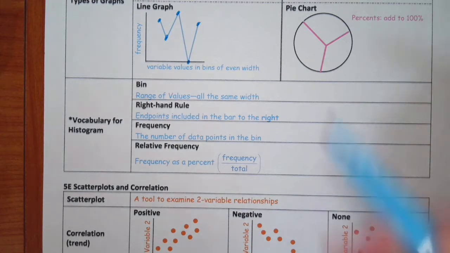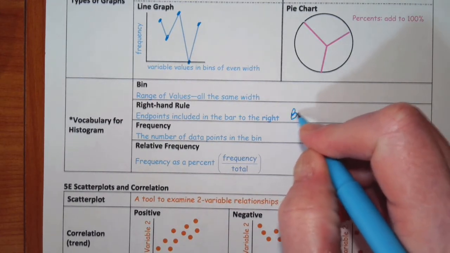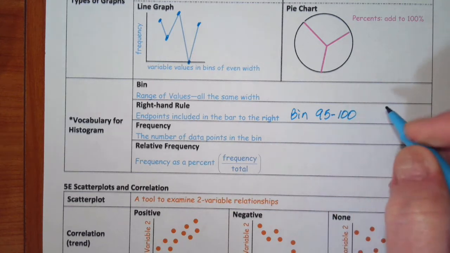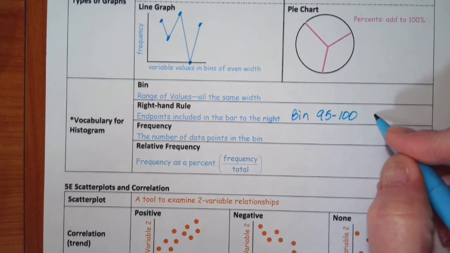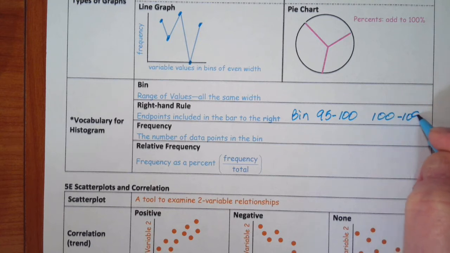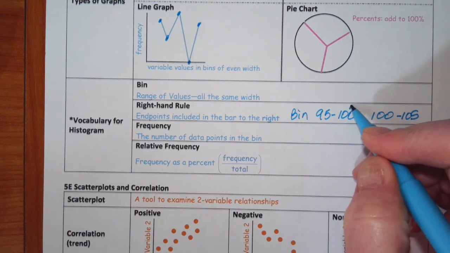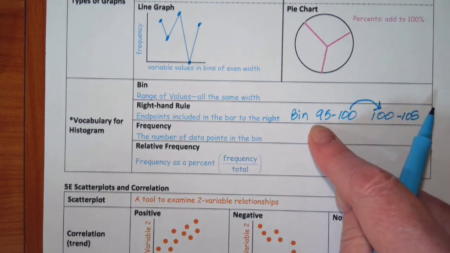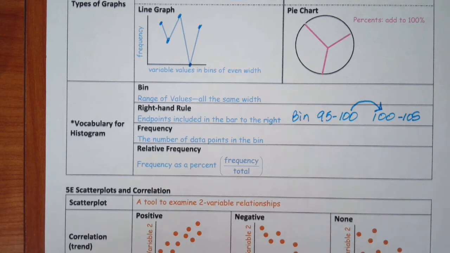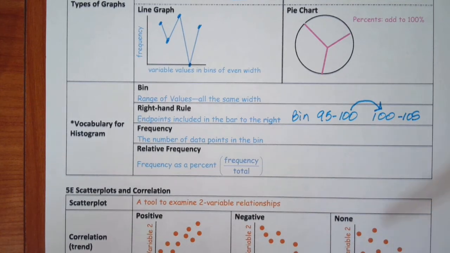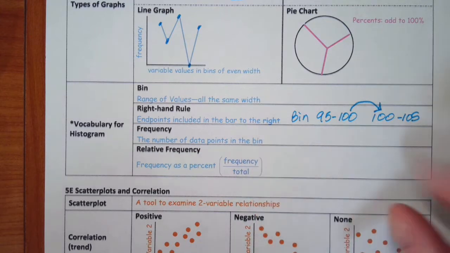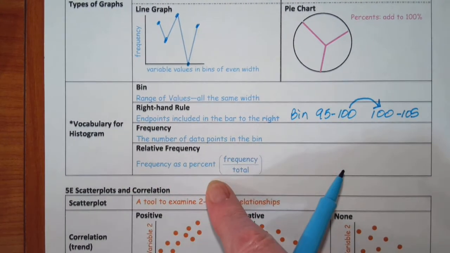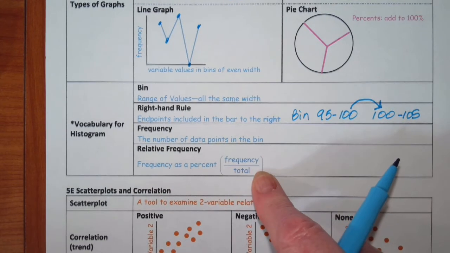Okay, so if you had a bin of 95 to 100, and then 100 to 105, a value of 100 would go in this bin. This would actually be 95 to 99.99999. Okay. The frequency is the number of data points in a bin, and then the relative frequency is the frequency as a percent, which is the frequency divided by the total.